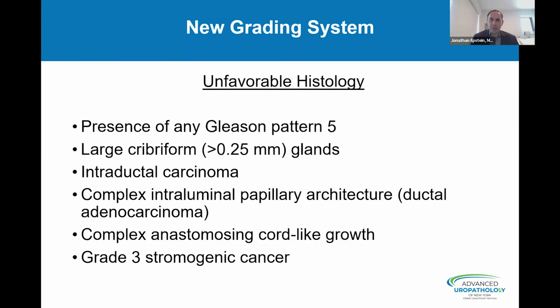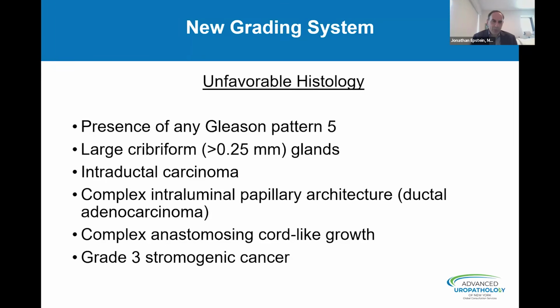Unfavorable histology, some of them we've already talked about, like any Gleason pattern 5, that's the worst grade. That makes sense. Large cribriform glands, we've talked about, that's bad. Intraductal cancer, again, we've talked about that. I haven't talked about, there's an unusual type of prostate cancer called ductal adenocarcinoma. It's confusing because it is different than intraductal cancer, but that's uniformly agreed to be an aggressive cancer. So again, not a problem including that as unfavorable histology.